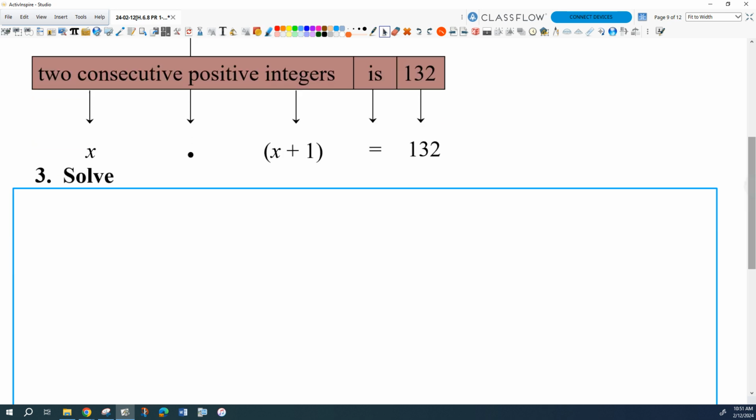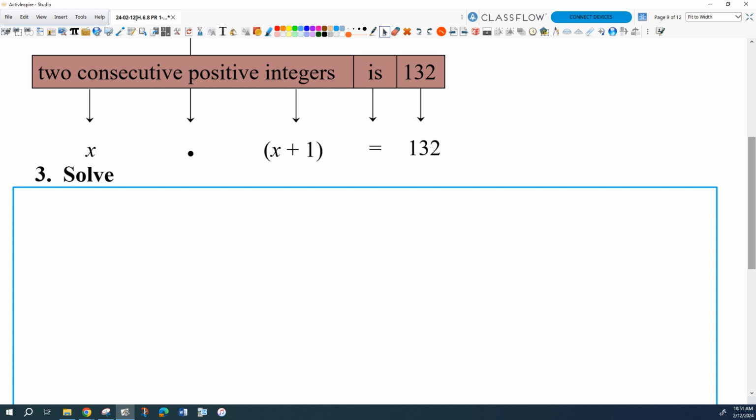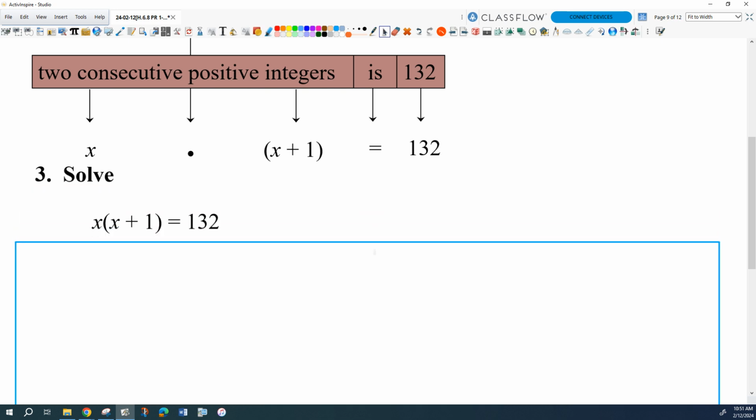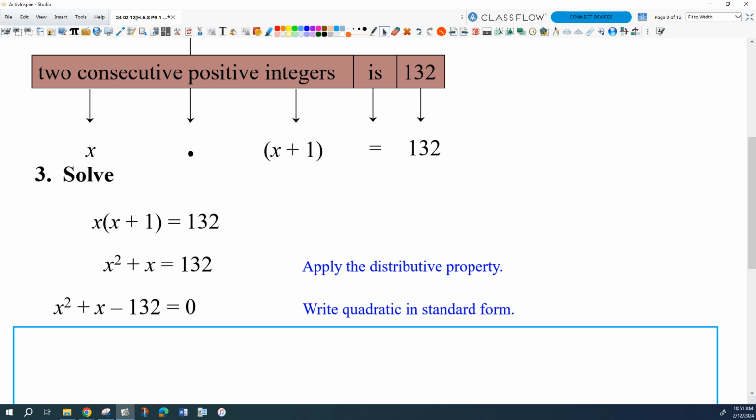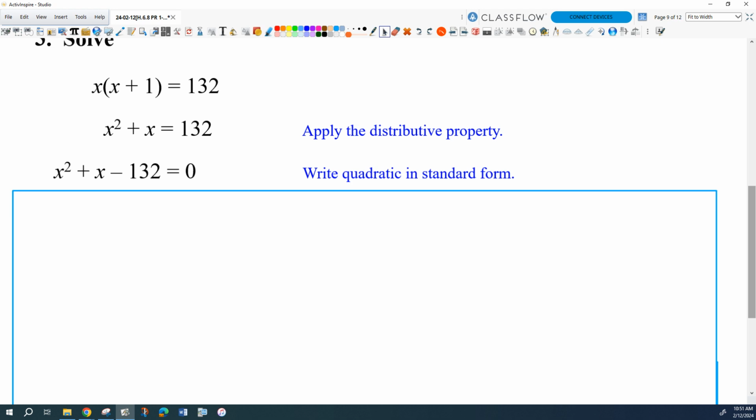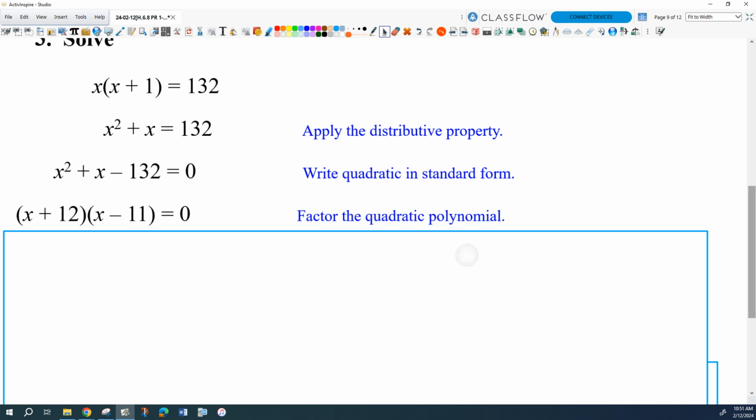If I'm going to solve this thing, what would I do? Distribute, so I'm going to get x squared plus x minus the 132. So I get that. Now what? Subtract the 132, I get that. And this is a pretty easy one, right? It's a basic trinomial. Can we find magic numbers that multiply to negative 132 and add to 1? 11 and 12. Which one's negative? 11, yeah. So we get x plus 12 times x minus 11.